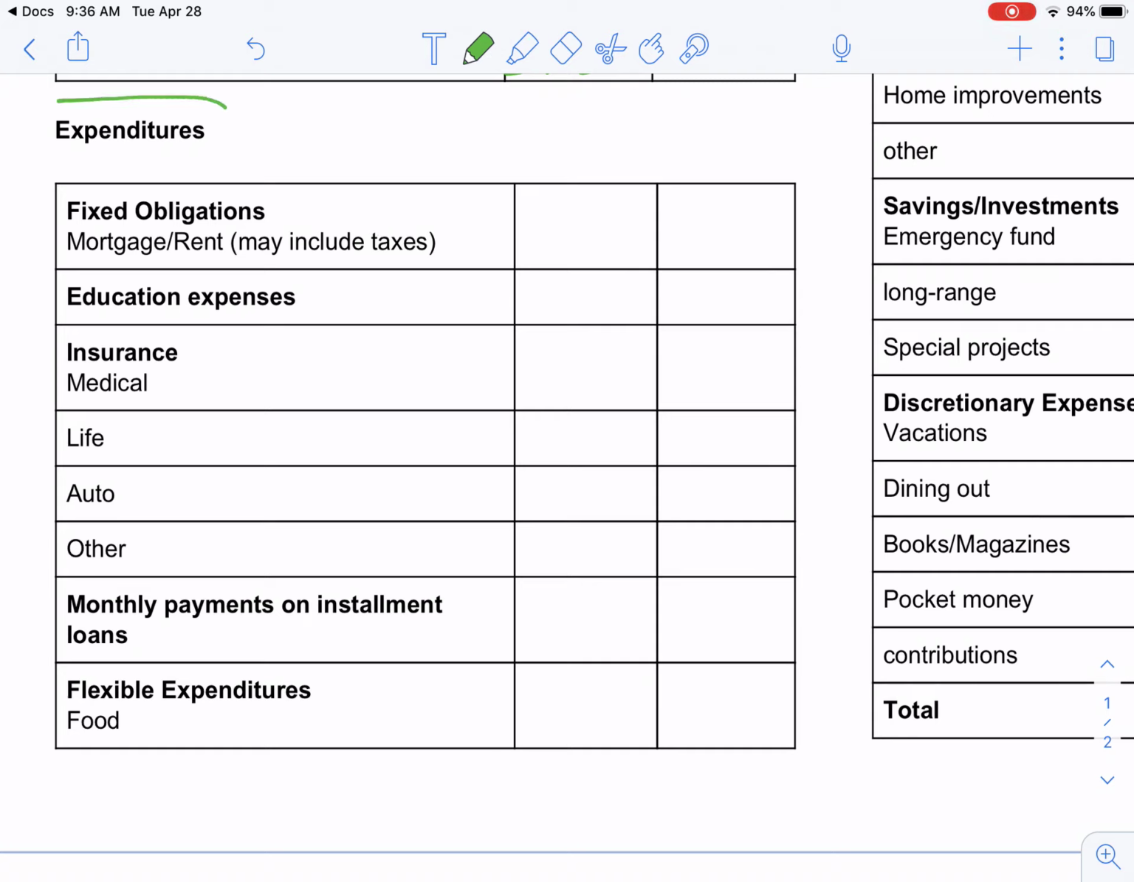Now, expenditures are what you spend your money on. And there are two sections of expenditures: fixed obligations, and then discretionary expenses. So fixed obligations are money that you put out, bills that you have to pay. They're the same each month. Sometimes they can adjust month to month, but you still have to pay something. They could change year to year or every 5 years, depending on your setup.